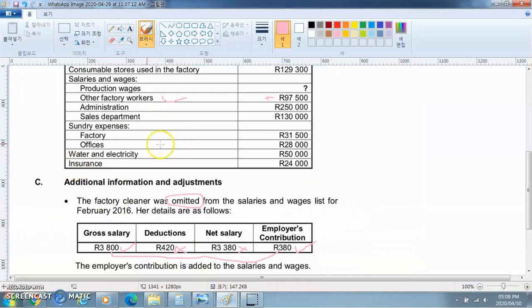Okay, so we're done with sundry expenses, which is the one that has to do with the factory, and not this one that has to do with offices, right? Same as not this one that has to do with administration. This for sales is also not applicable. Remember, we're only focusing on the things that are related to the factory. Okay, so we are done with that. Now we are moving on to water and electricity. So this is related. Are subjected to what?